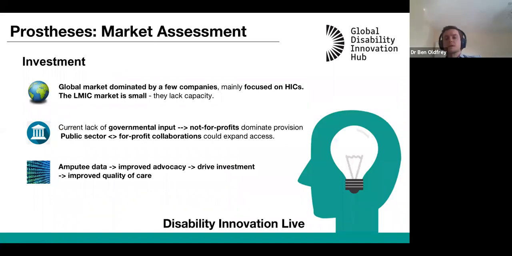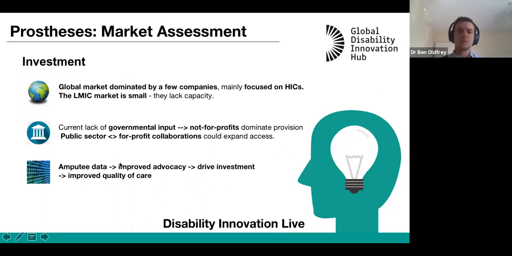So the global market is dominated by a few key companies, and they do focus on high income settings and the higher end of products. Unfortunately, the LMIC market is small, and one of the reasons for this is this lack of capacity that's found there. One of the reasons for this is that there's a current lack of governmental input, which leads to non-profits, so NGOs, charities, faith-based organisations, which have very strong presence in some countries, and these dominate the provision of services.